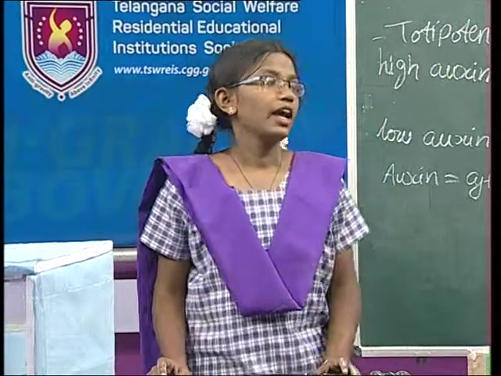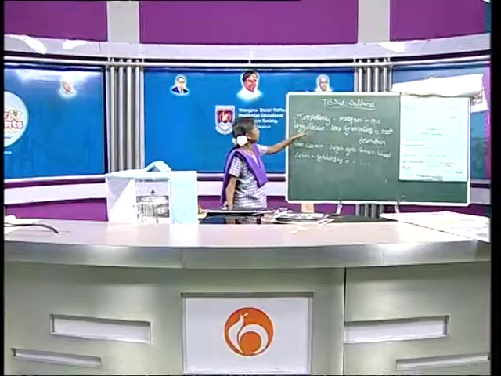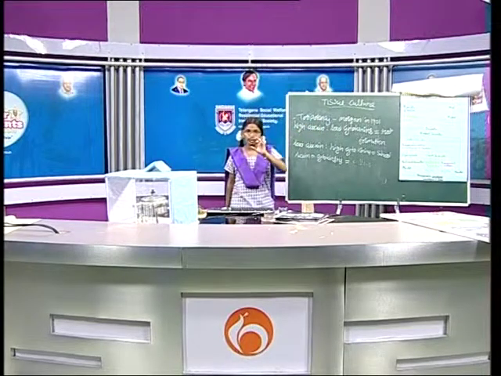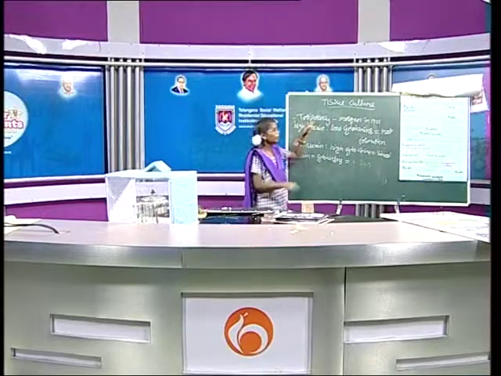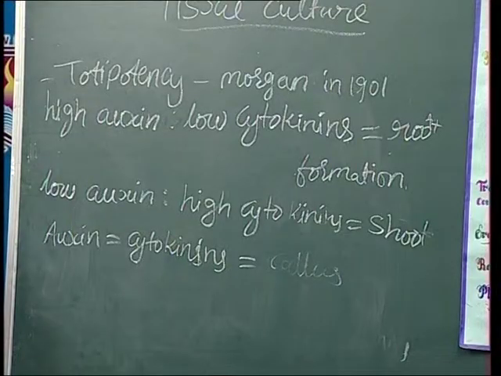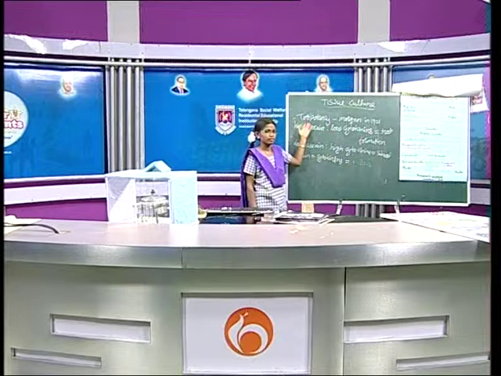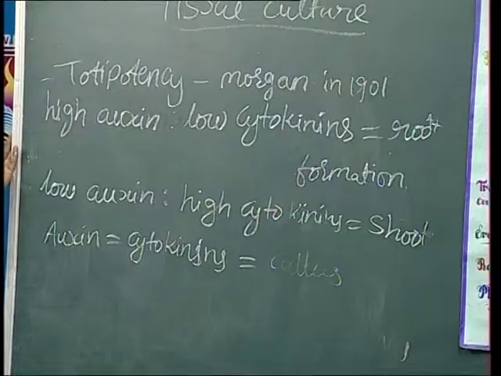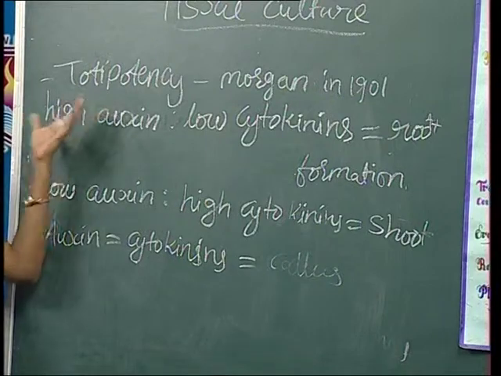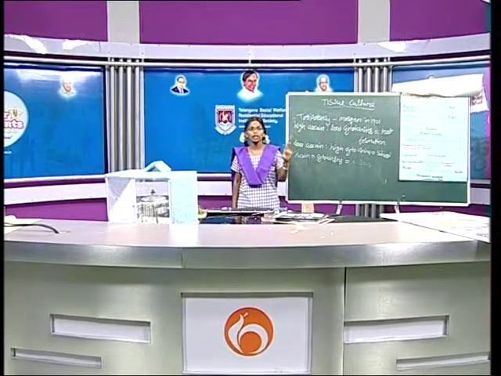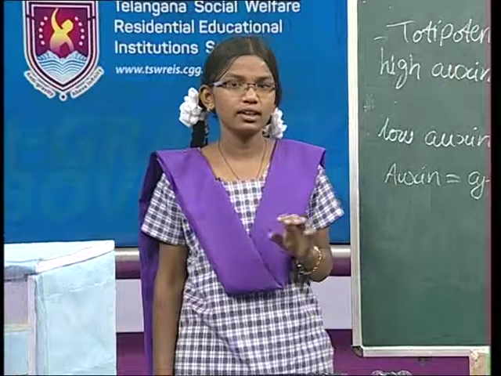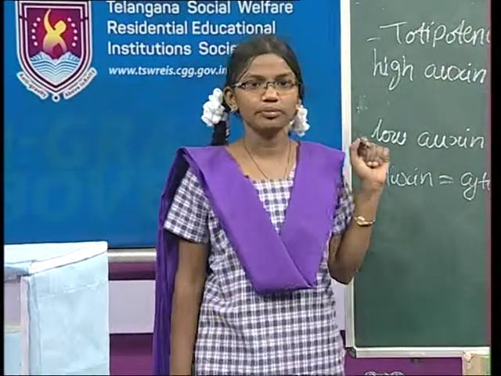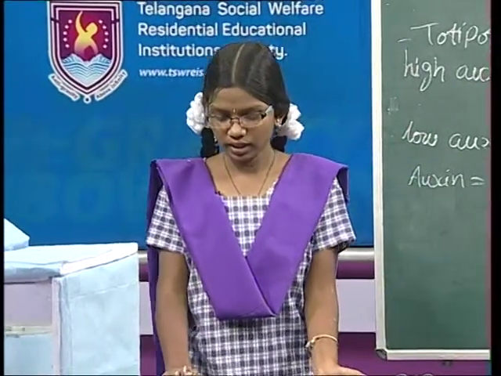What is meant by totipotency? Totipotency means any part of a plant that can develop into a complete individual plant. Totipotency is the capacity of plants to produce a complete individual plant. This is about totipotency. Thank you, Swaro.